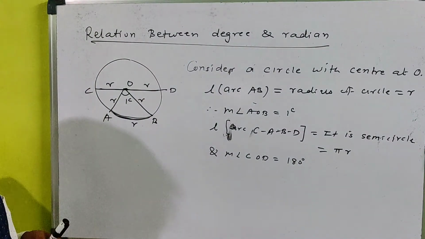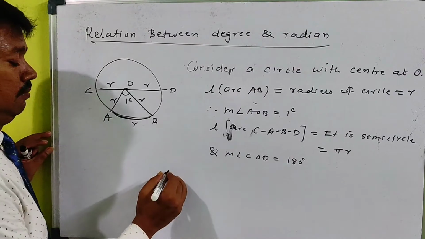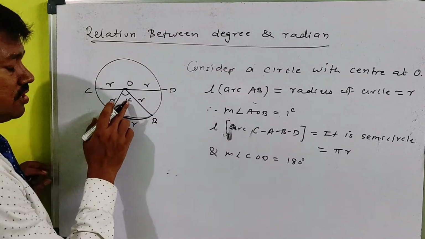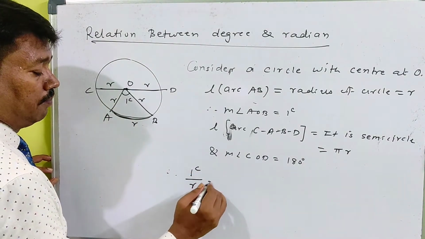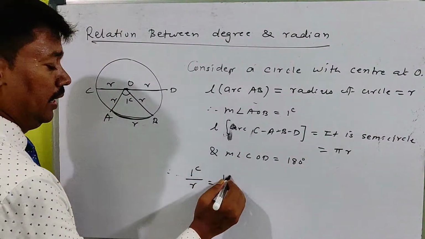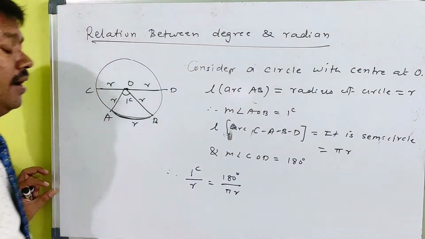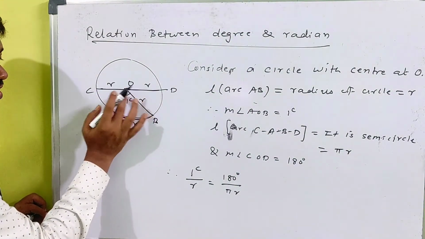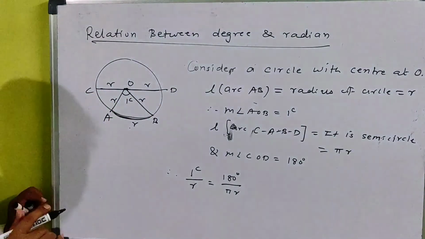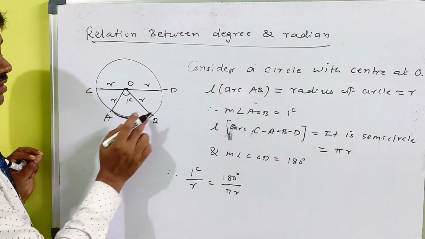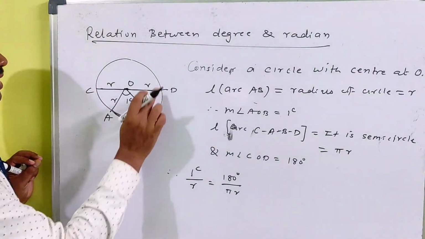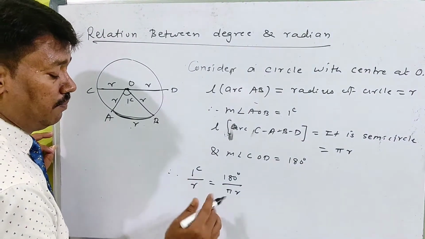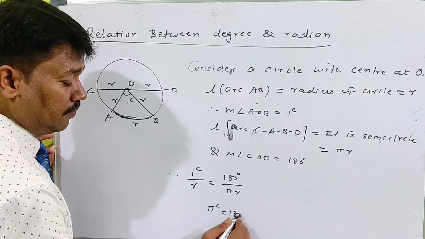So by the theorem, the center angle and the length of the arc are always proportional. So the center angle 1 radian upon r should be equal to 180 degrees upon pi r. Whatever the center angle and this length, they are always in proportion. So r and r get cancelled, and pi multiplied here, so pi radian is equal to what?